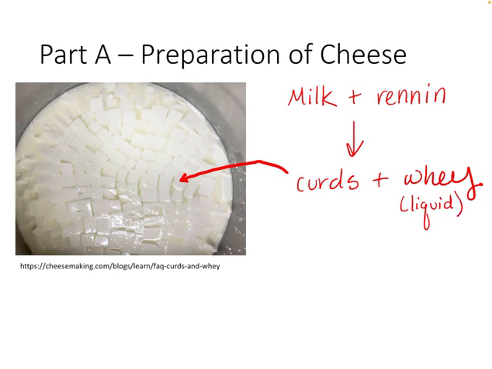So rennin, again, is an enzyme that coagulates milk and turns it into more of a solid. It's a little bit of a wiggly solid, but a solid nonetheless. So we're going to produce curds and whey. Then we're going to separate out the curds using cheesecloth. So this essentially is just a filter.